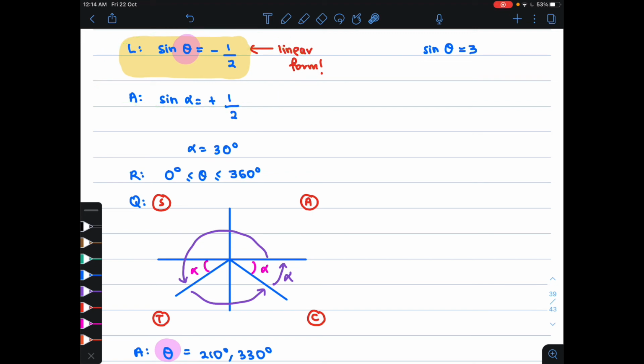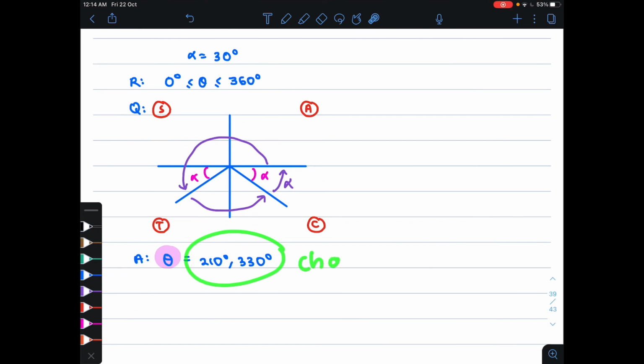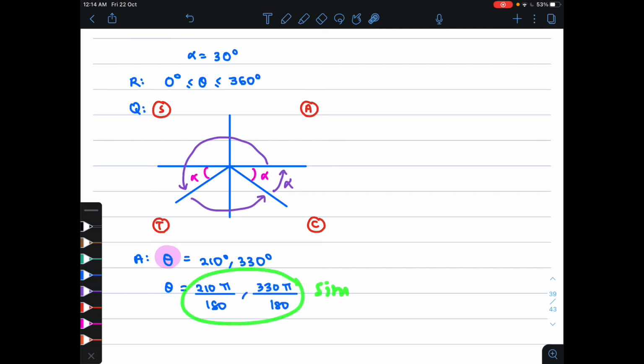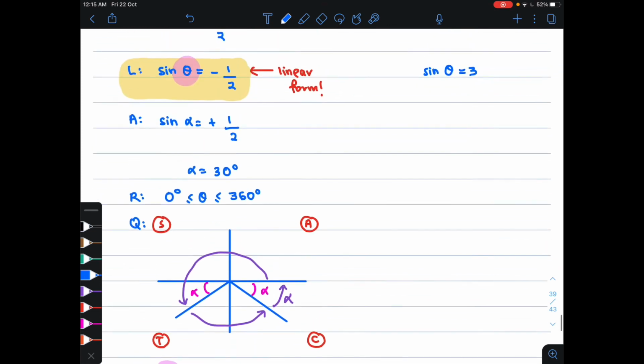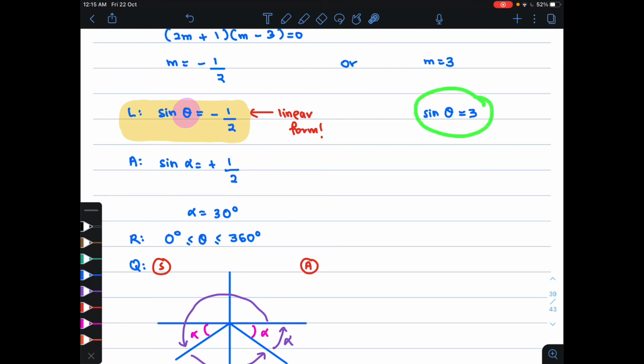But don't forget, final answer is in radian. And you'll get 7 over 6 pi and 11 over 6 pi. But don't forget about the other one, which is sine theta equal to 3. This is also in linear form, so we will apply CAST.